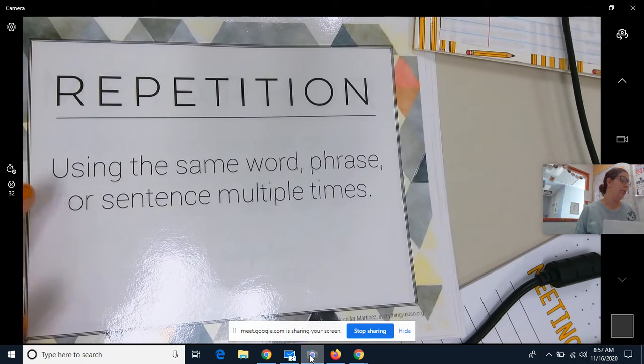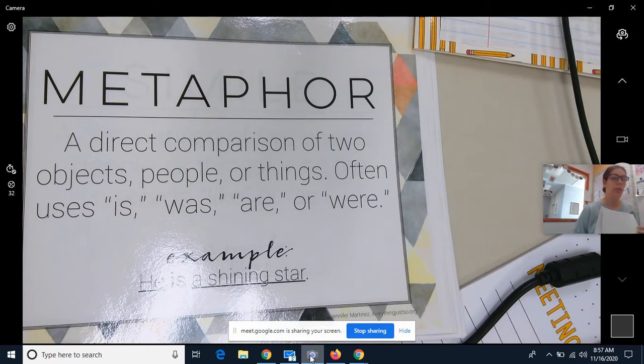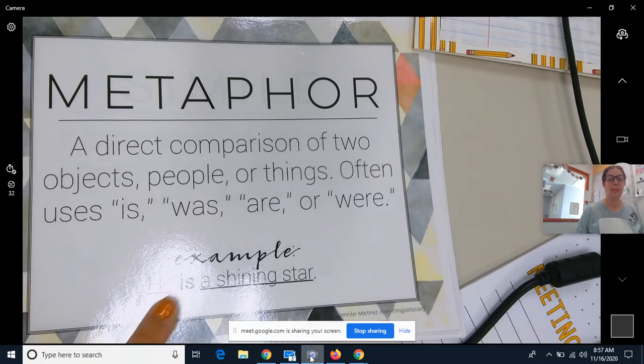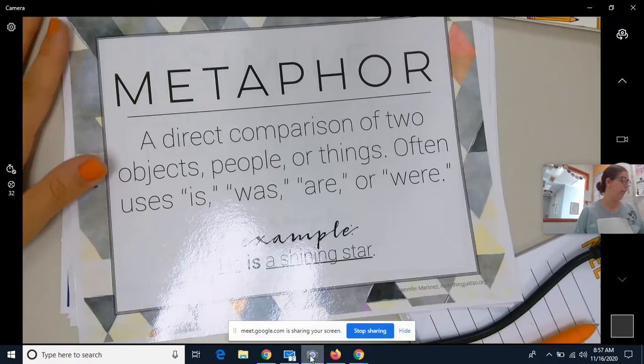Repetition. Using the same word or phrase or sentence multiple times. That's what a lot of poets do when they write their poetry. We discussed metaphor last week. A metaphor, a direct comparison of two objects, people, or things, often uses is, was, are, or were. The example, he is a shining star. Sorry, they're laminated, so there's a little bit of a glare.